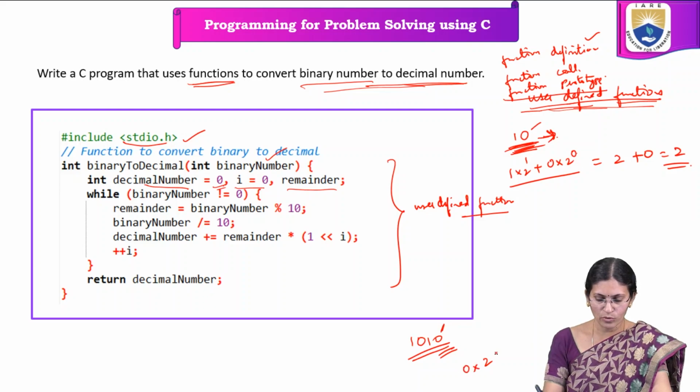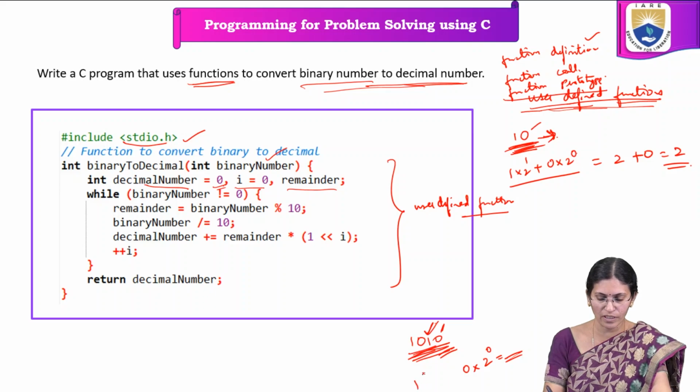We multiply 0 into 2 power 0, and whatever answer we get is assigned to some variable. Then in the next iteration, the next digit is extracted from the number. So we need to extract each digit from this particular number and multiply it by 2 power 0 in the first iteration.